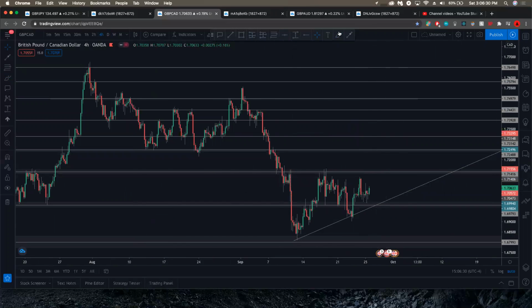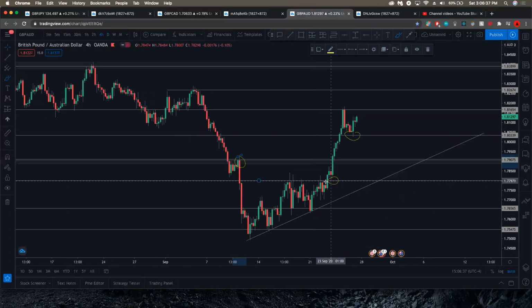these levels work, okay? So if you do see a break above, don't hesitate to take buys on the retest, right? Essentially, that's what happened on GBPAUD. It broke above, and we took buys on the retest, okay?